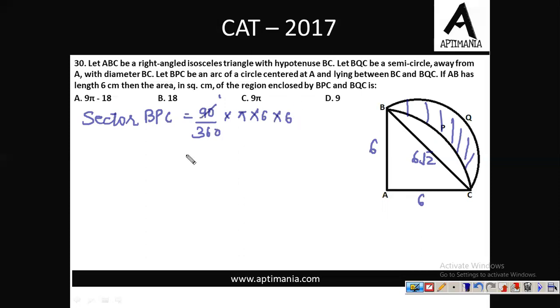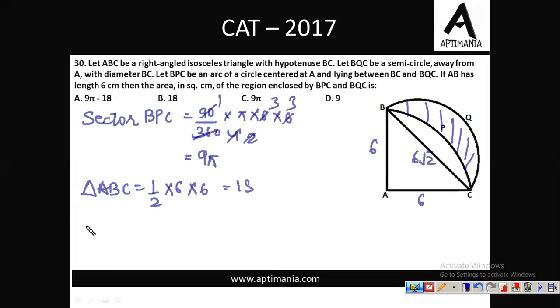This is 1, this is 4, this is 2, 3 and 2, 3. So on solving we'll have 9 pi, right? अब इस सेक्टर में से अगर अपन ट्राइंगल का एरिया निकाल दें, एरिया ऑफ ट्राइंगल एबीसी का एरिया हो जाएगा half into 6 into 6, that will be 18, right? सो अपना ये जो बीपीसी वाला एरिया है, this will be shaded region will be 9 pi minus 18, right?